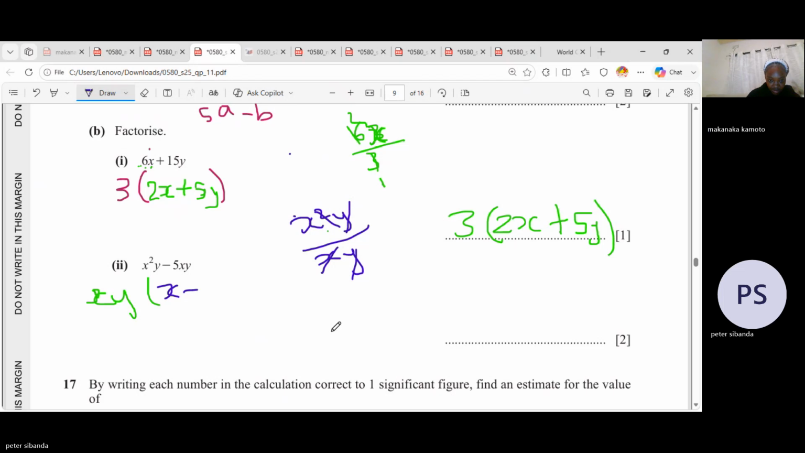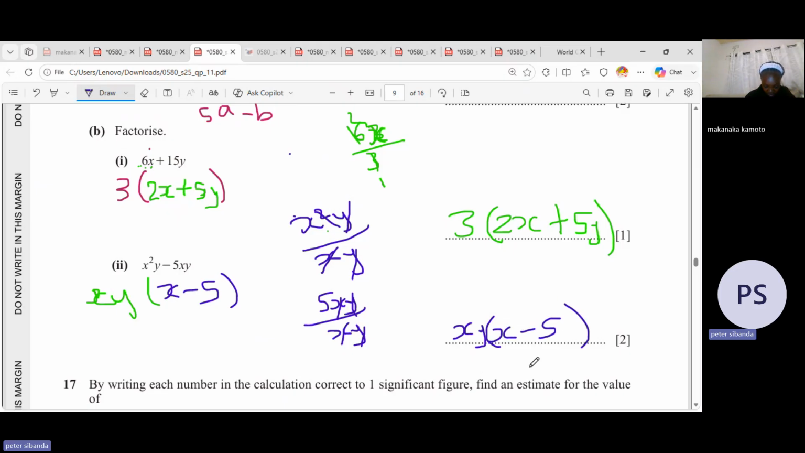Just 5. That's correct. Because if you had actually said 5xy divided by the xy we factored out, the y and the y cancel out, the x and the x cancel out. You just remain with 5. So your answer is xy, open bracket, x minus 5, and you get your marks.